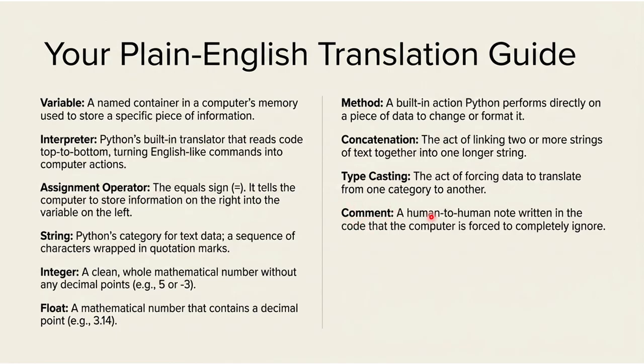What is a comment? It's a human to human note written in the code that the computer is forced to completely ignore. So in simple terms, it's just for human understanding, like what the code does. If we write some sentences in plain English, so that another developer or another human can understand what that code is doing. And the computer actually ignores these comments. It doesn't run these comments.